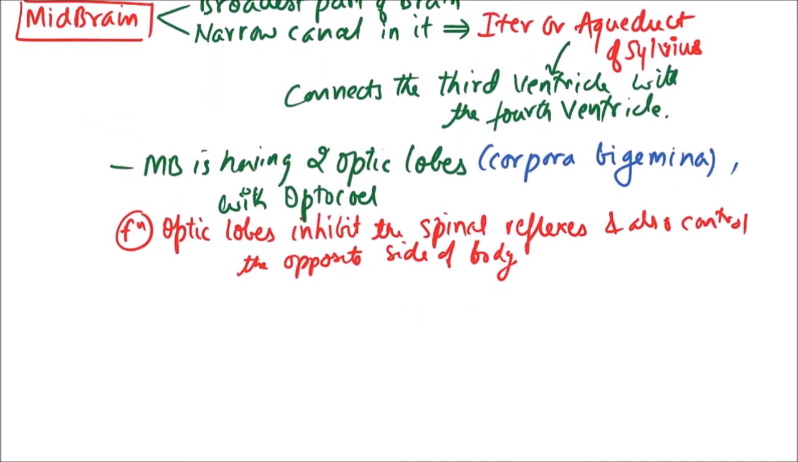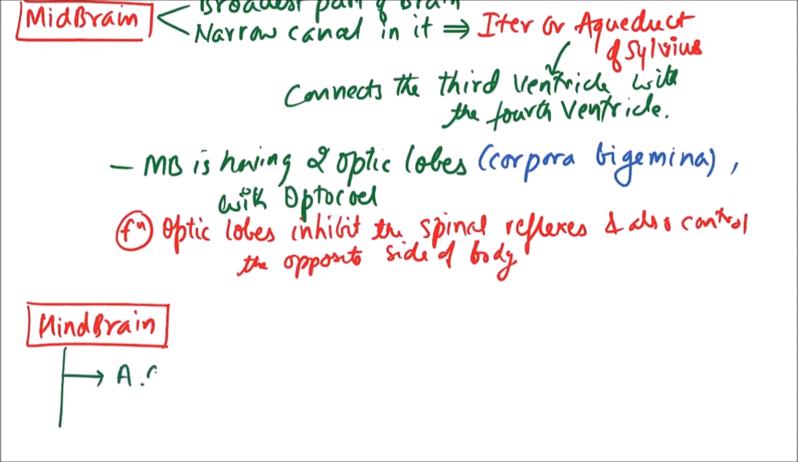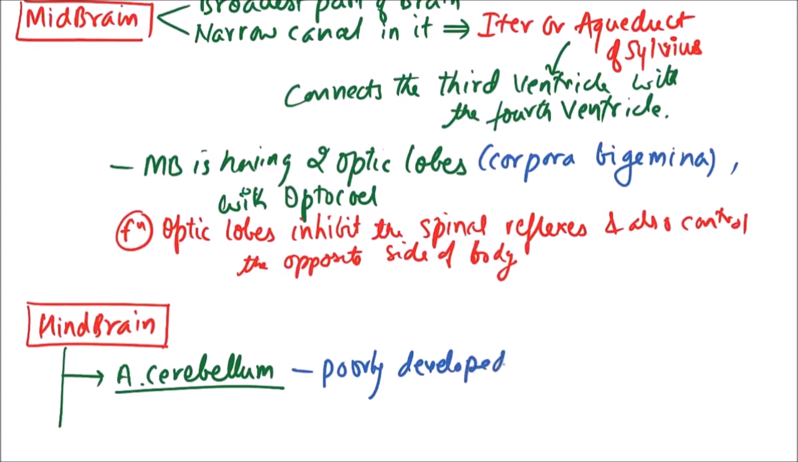Then next is hindbrain. Hindbrain is also divided into two major regions. First one is cerebellum. Cerebellum is poorly developed in frog. The reason behind is that it is a tetrapod, so balance is not a much problem in frog. Then it controls the equilibrium and muscular coordination.